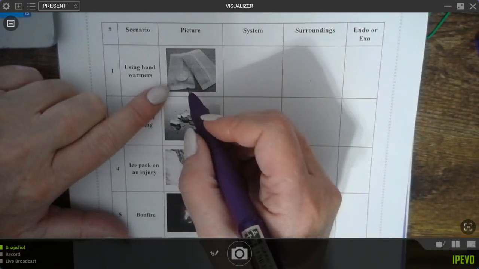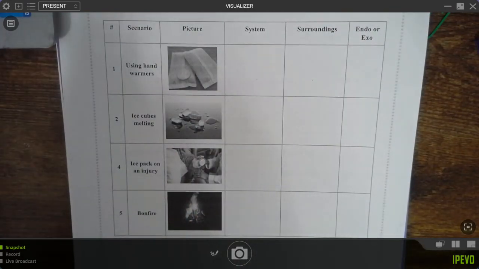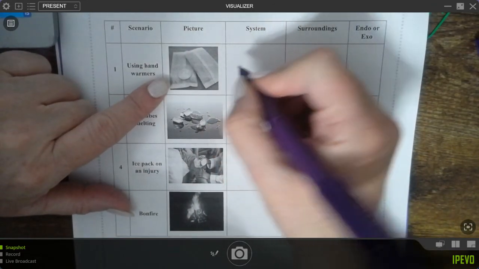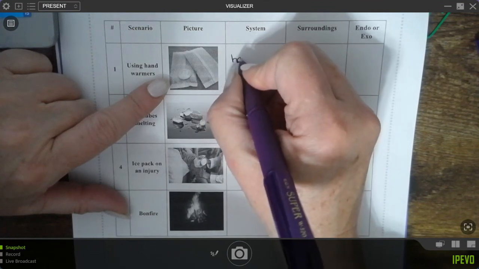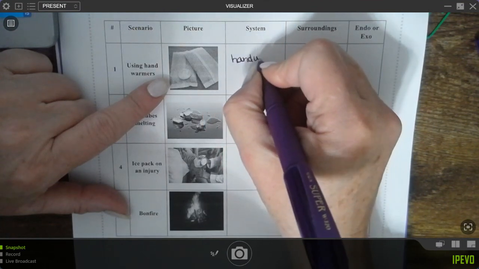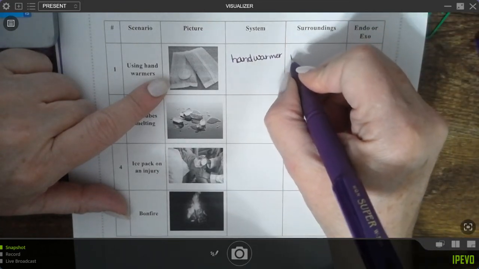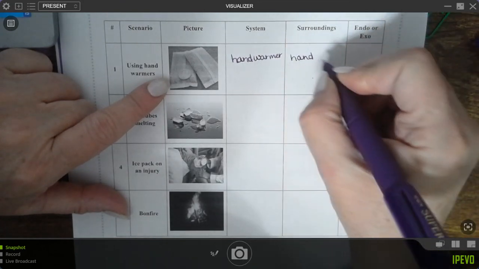So hand warmers. You know how hand warmers work? You snap them and then you put them in your gloves, or you hold them in your hands, or I've seen people put them in their shoes. Okay, the system is the hand warmer. The surroundings is your hand and everything else.